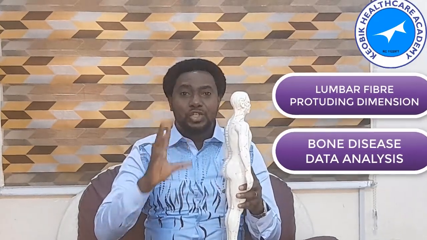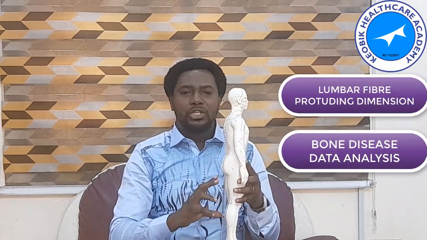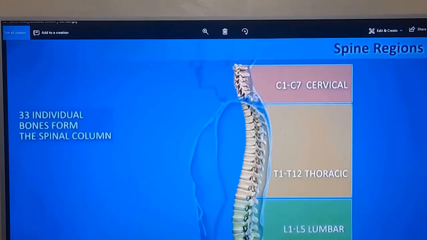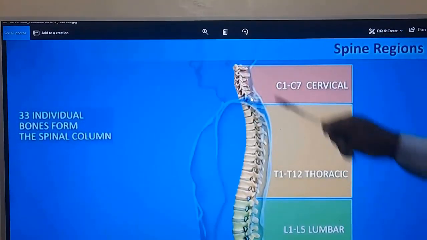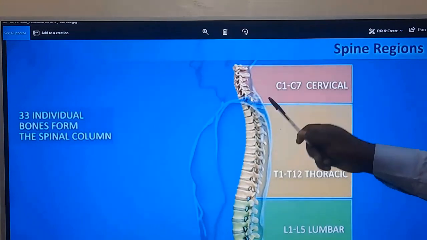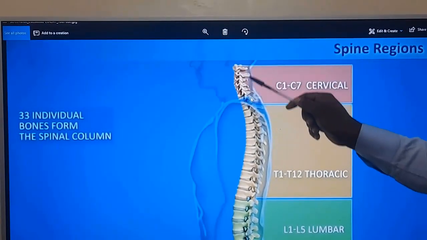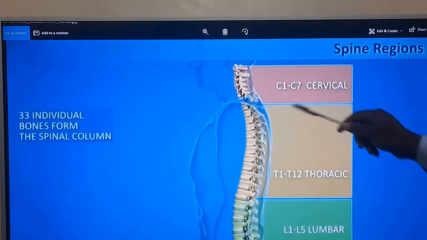There are 33 individual bones that make up the spinal region. Okay, so we are looking at the image of the spinal region. Remember, I told you earlier that we have about 33 individual bones that form the spinal region. This is the cervical vertebrae, what we call the neck, C1 to C7.